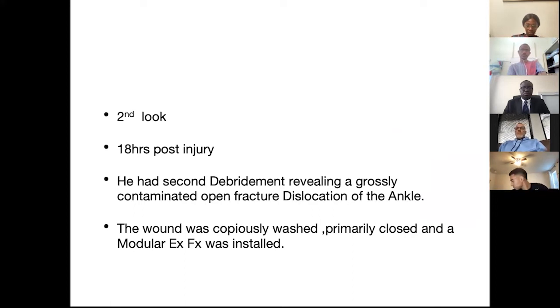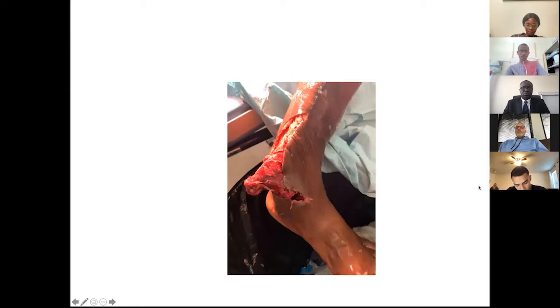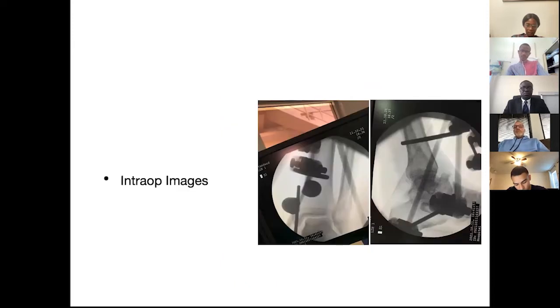With this patient, we had a second look in theater, 18 hours later, the next day. He had a debridement, and it was grossly contaminated. We made an assessment of an open fracture dislocation of the ankle, because we could see it. It was copiously washed in theater. We decided to put him in an X-Fix, then close the wound. We irrigated it thoroughly, removed all the contaminants that we could see, and applied the X-Fix at this stage. Next slide, please.